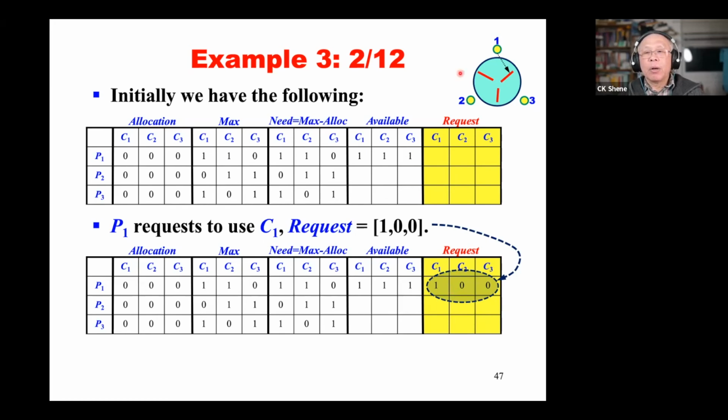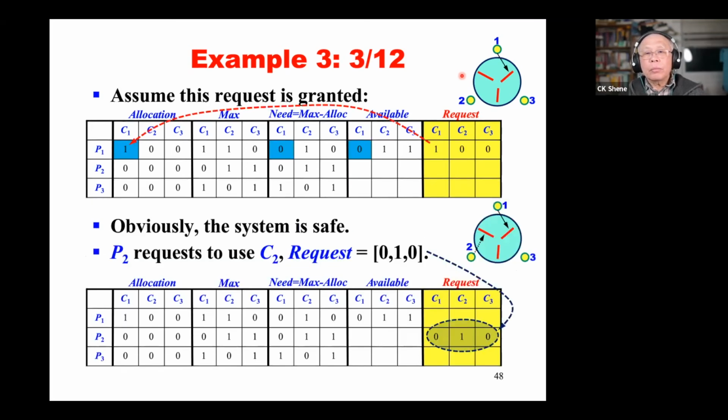So I use a diagram to illustrate. The dashed line arrow indicates a request. A solid arrow indicates the request is being granted. So assuming this request is granted, C1 is no more available, and the C1 in the need matrix of P1 is 0 because P1 has it. So please verify that the system is safe by comparing this need and available. Obviously, the system is safe.